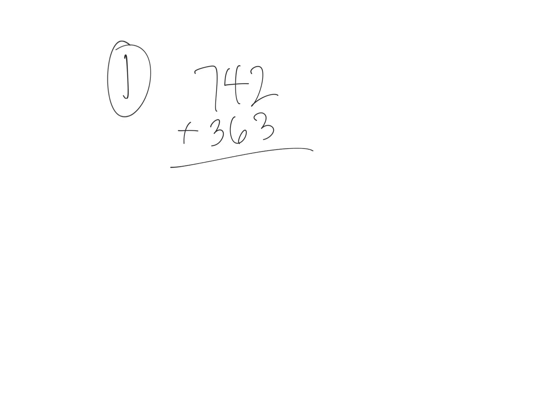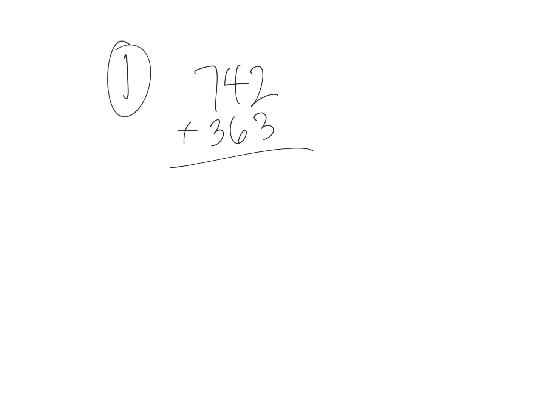Alright, hopefully everyone is ready to go. So we're going to start with number 1. So number 1 on your paper is 742 plus 363. So today we're going to practice using both our place value chart and the vertical method.